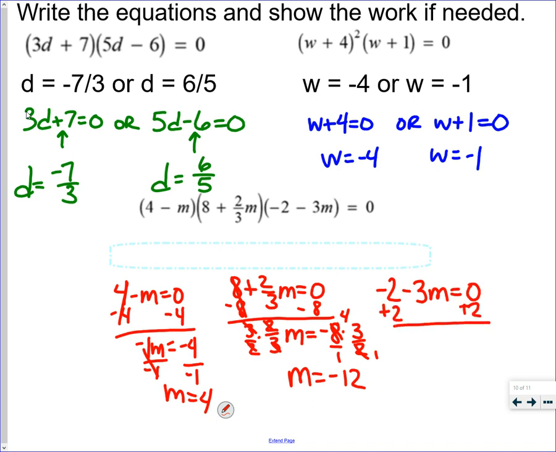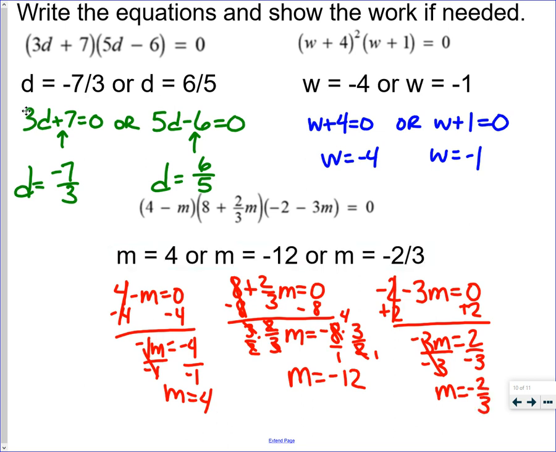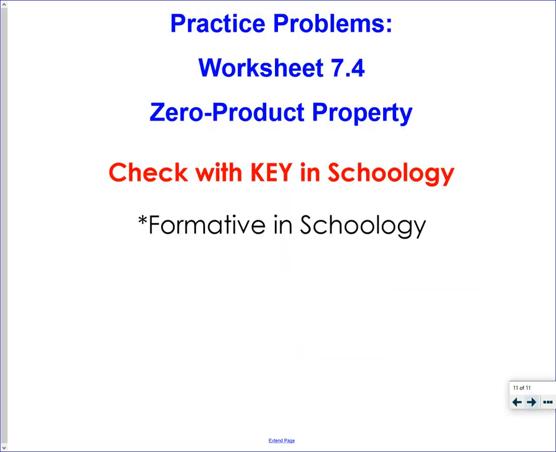And then -2 minus 3m equals 0. Changing our sign by moving it to the other side, and then dividing by the -3. So then m is -2/3. That was a messy one. We don't usually have problems that are that difficult though.